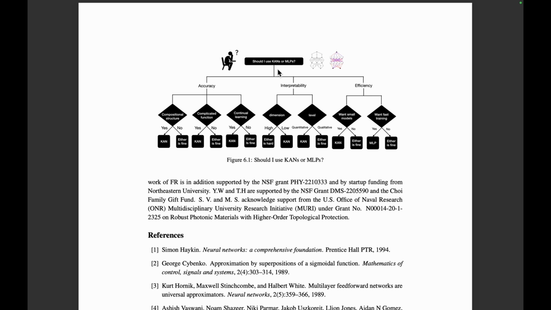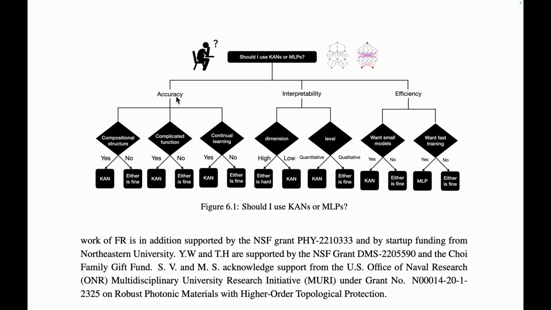So when should I use KAN or MLP? One is accuracy. If you know the compositional structure, then KANs are the best, or otherwise either is fine. And if it's a complicated function that you are trying to learn, then again, KAN is the best. And if you're doing continual learning, we just saw that it's very good against catastrophic forgetting. So obviously KAN is the best compared to MLPs, or they say that either is fine.